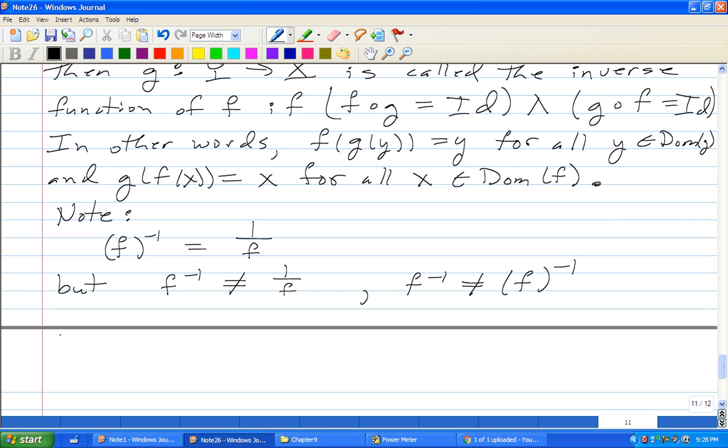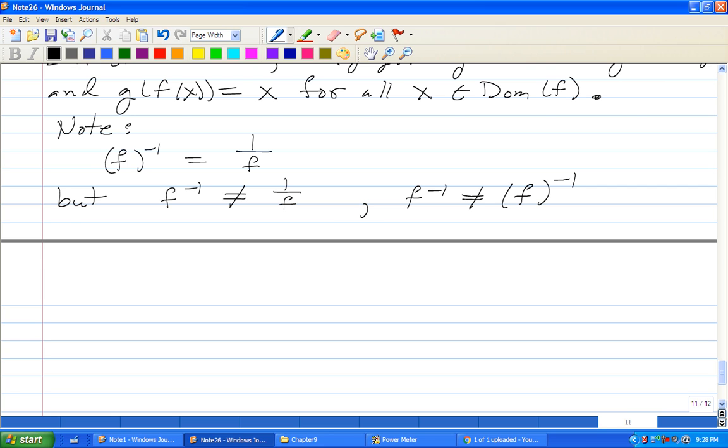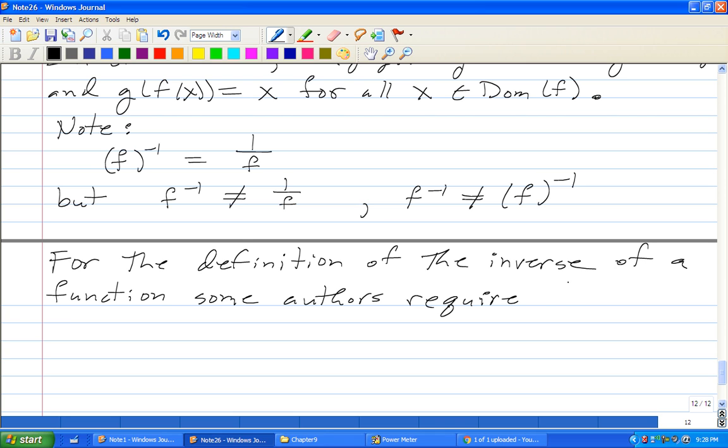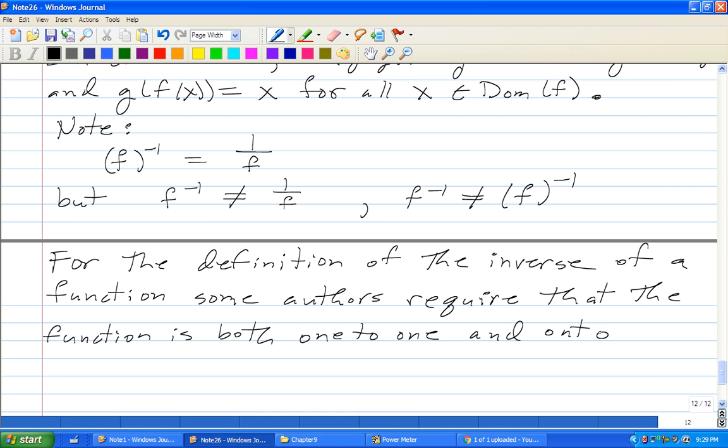Note also, sometimes, depending on the author, for the definition of the inverse function, some authors require that the function is both one-to-one and onto. So they only define inverse functions for bijective functions.